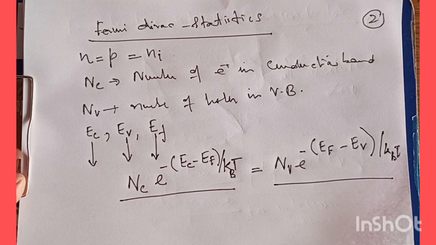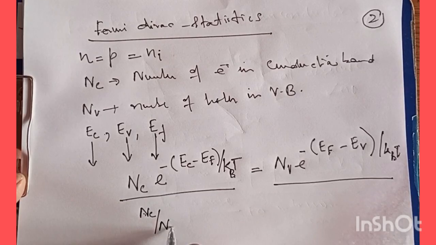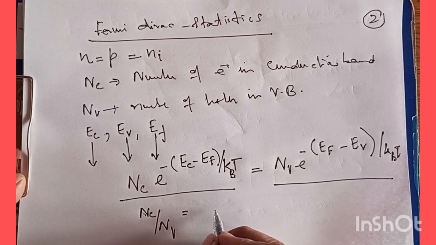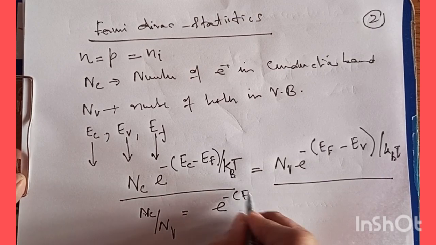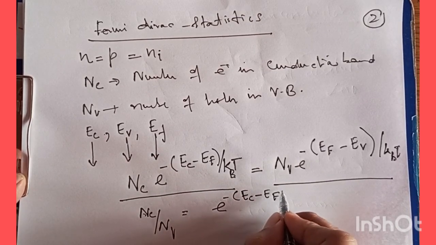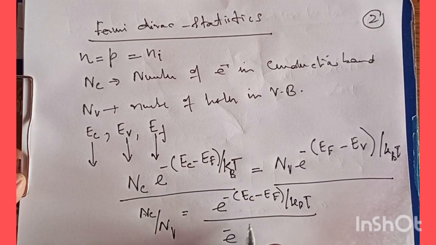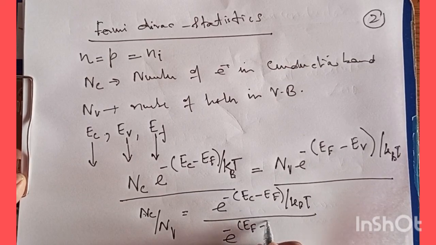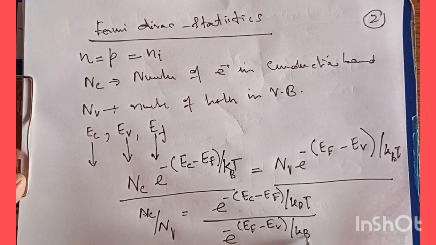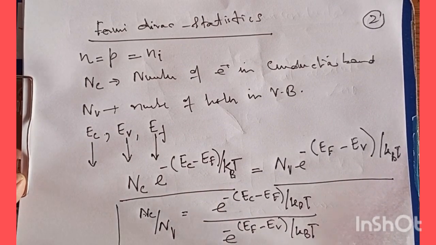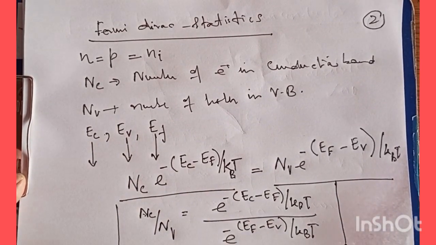Since we are talking about an intrinsic semiconductor, the two distributions can be equalized with each other. If I simplify this, N_C by N_V equals e to the power of minus (E_C minus E_F) by k_B T divided by e to the power of minus (E_F minus E_V) by k_B T. So this will be my equation, and I would like to simplify the right hand side.